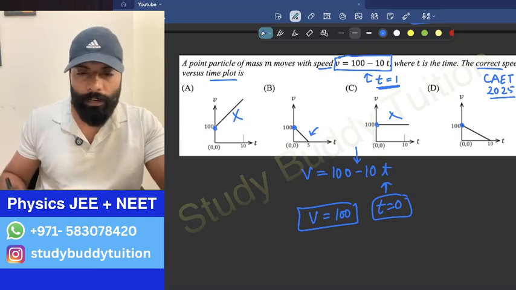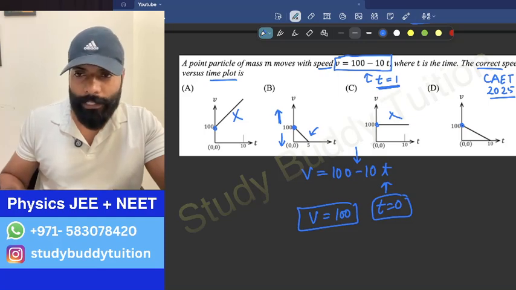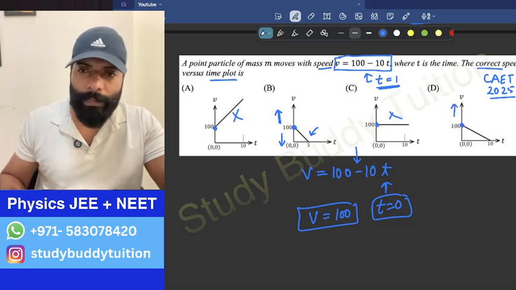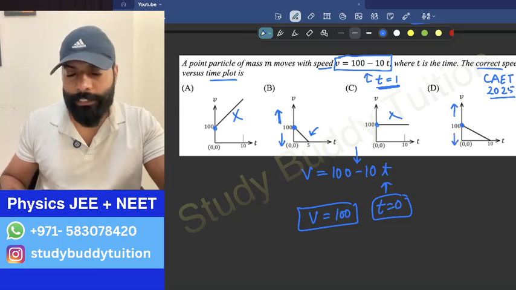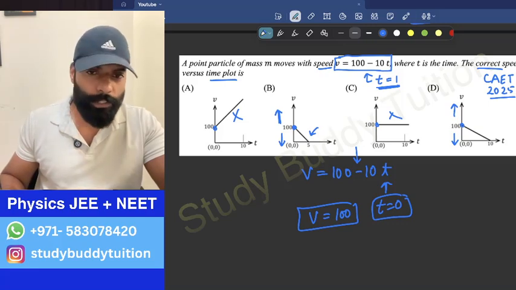Or I can say, when does the velocity become 0? Because if I move in the upward direction, my velocity will increase. If I move in the downward direction, my velocity will decrease. The same thing can happen here. If I move up, my velocity will increase. If I move down, my velocity will decrease. The question is what is the time at which this velocity is going to become 0?